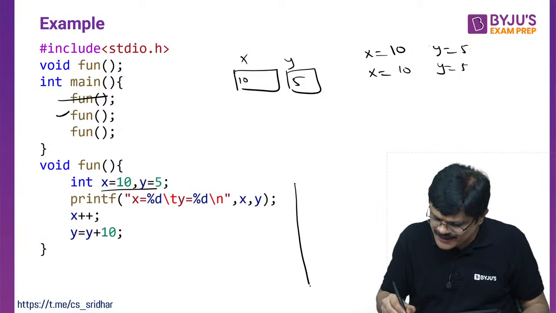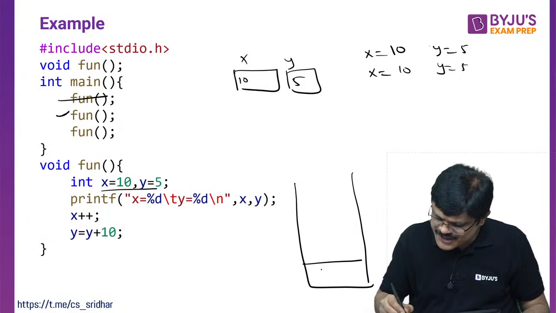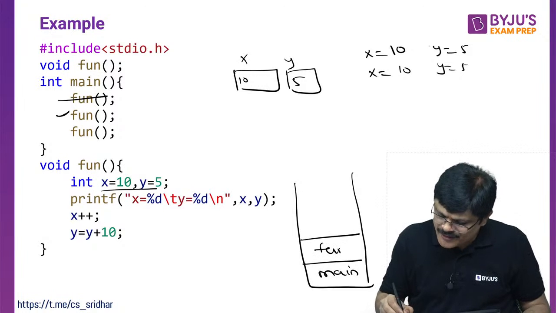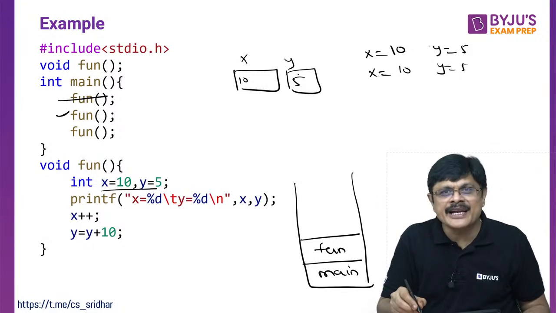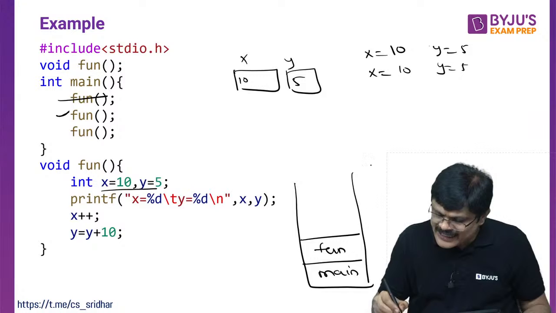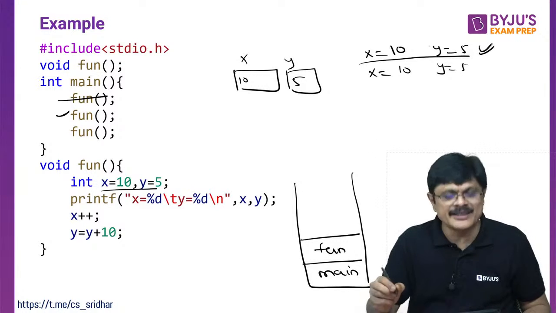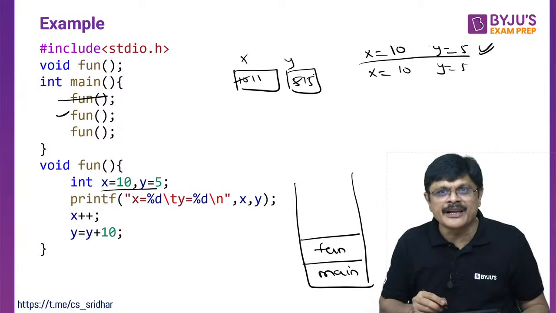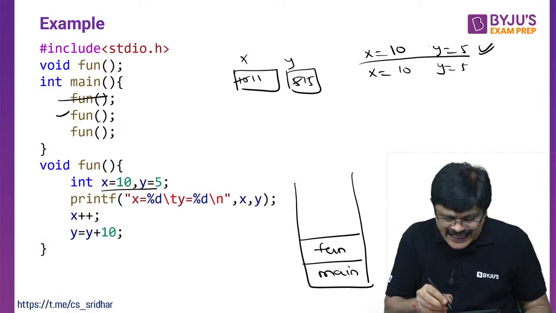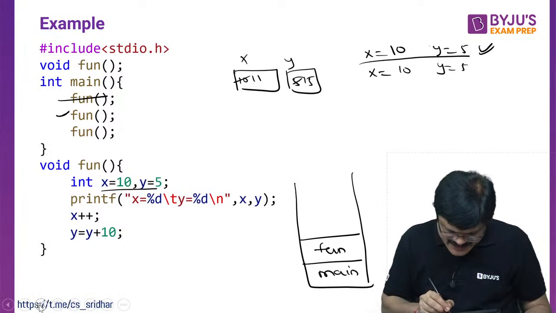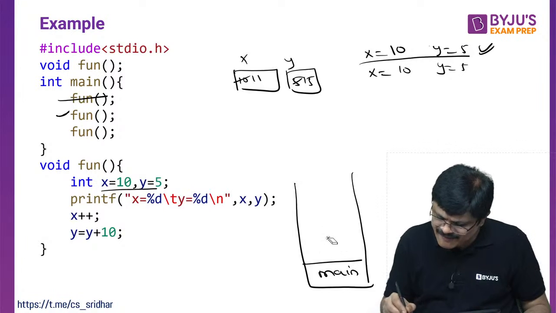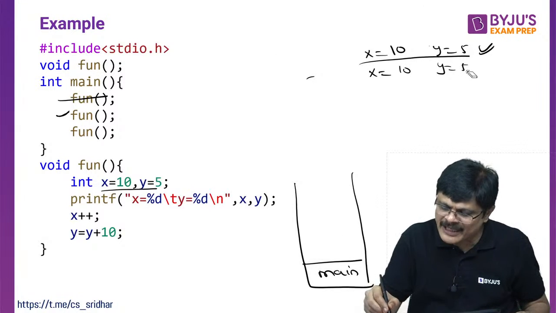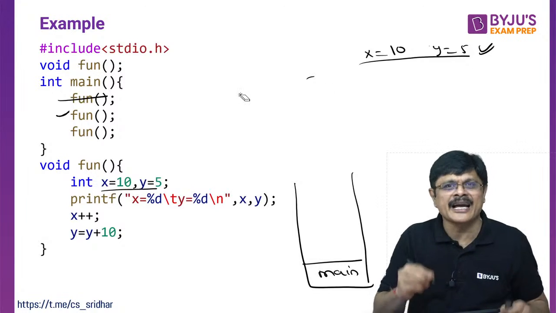See, it is like this, sir. You are having main function. Then function is called. In the function, x value is 10, y value is 5. And this particular printing happens. Then x value is updated to 11 and y value is updated to 15. After that, this activity is completed, means this part is erased, my dear friends. This particular memory is also erased after printing.